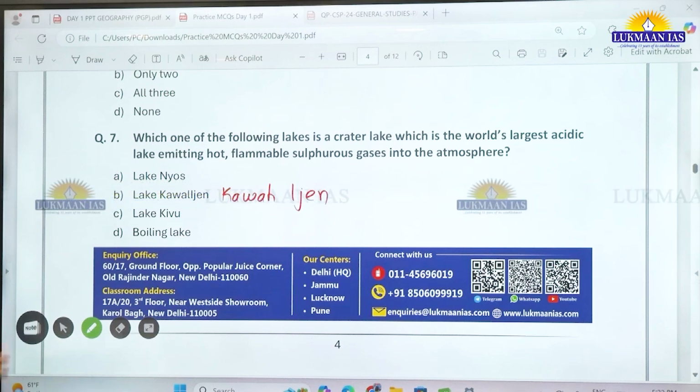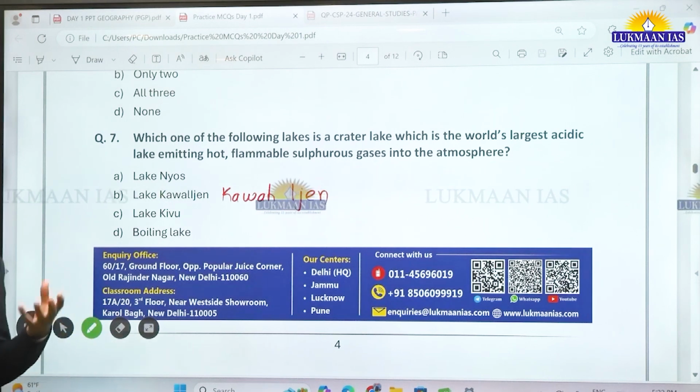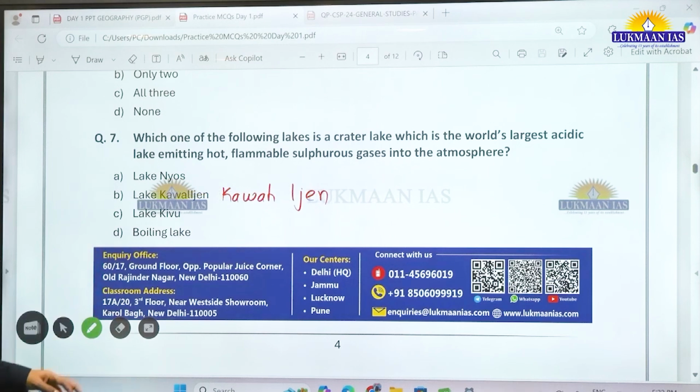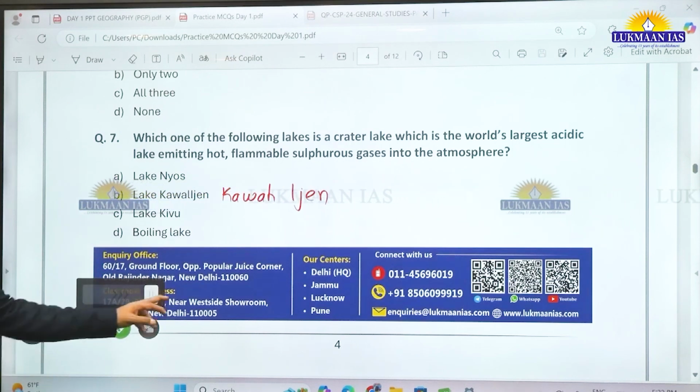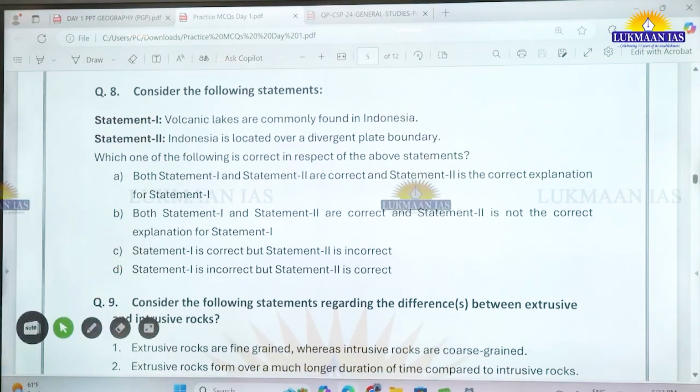So it is a kind of crater lake in one of the volcanoes, and it has more acidic gaseous emissions happening from it. The most acidic and flammable sulfurous gas is emitted there. Okay, Lake Kawah Ijen. What about this one?